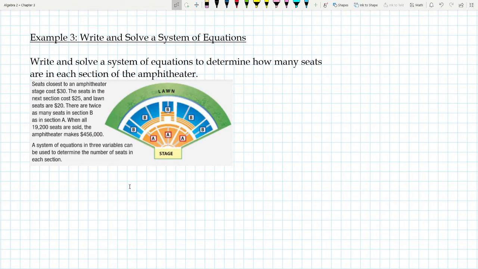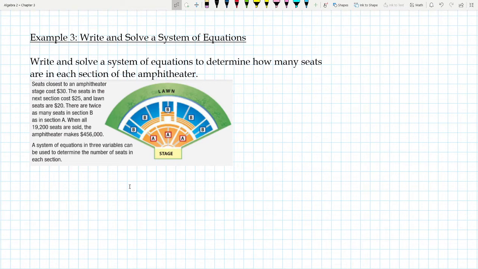Let's read through the information here. Seats closest to an amphitheater stage cost $30. Seats in the next section cost $25, and the lawn seats are $20. So there I have 3 different prices. Makes sense. Furthest away is the cheapest. There are twice as many seats in section B as in section A. When all 19,200 seats are sold, the amphitheater makes $456,000. Dang, that's a lot of money for a night.